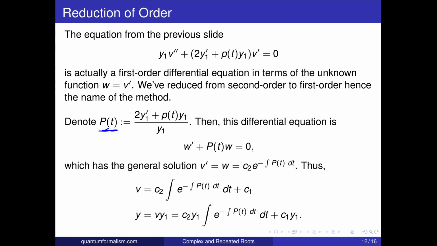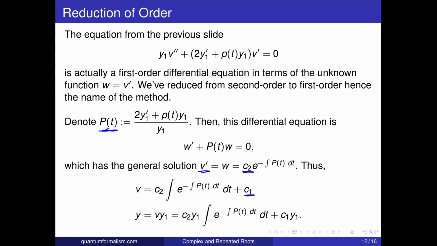Okay, so that's our solution for w, which is v prime. But we're actually interested in y, which is v times y1. So first we have to get v, and that means we know v prime as a function of t, at least in terms of integrals and such. So to undo that, we just take another integral. I'm using c2 as the arbitrary constant here because another arbitrary constant is about to pop out, and that's the one I want to call c1. Because we did another integral to go from v prime to v, we get another arbitrary constant.